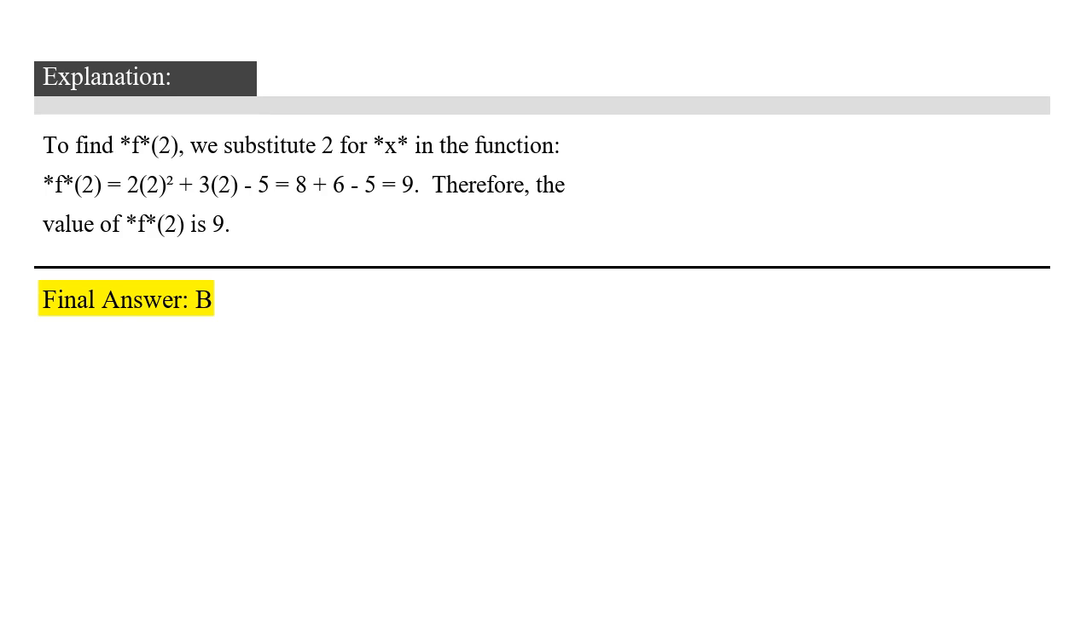To find f(2), we substitute 2 for x in the function: f(2) = 2(2)^2 + 3(2) - 5 = 8 + 6 - 5 = 9. Therefore, the value of f(2) is 9.